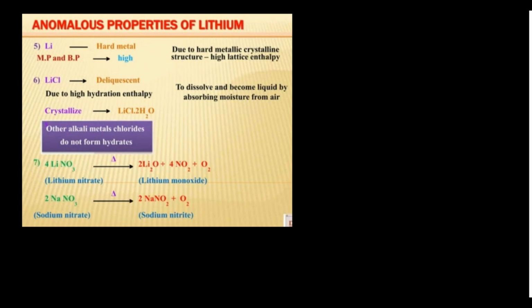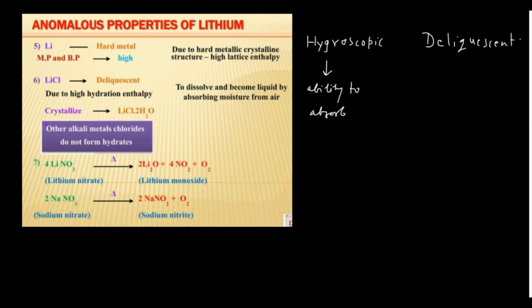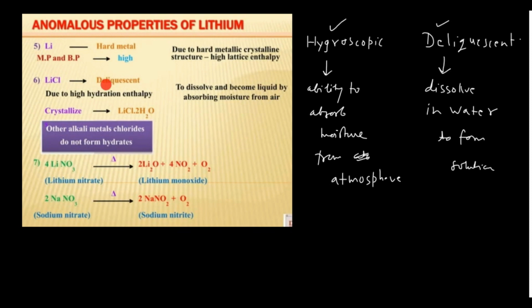Now see guys, this is very, very important: hygroscopic and deliquescent. What is the difference between them? Students should know about this. Hygroscopic is the ability to absorb moisture from the atmosphere, and deliquescent means it will form a liquid with the water, that is, substances that dissolve in the water. How hygroscopic your substance is decides the deliquescent nature.